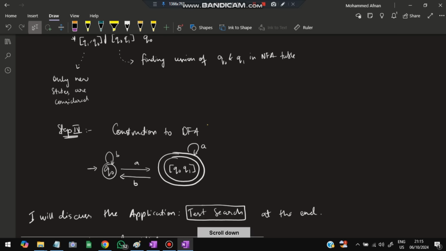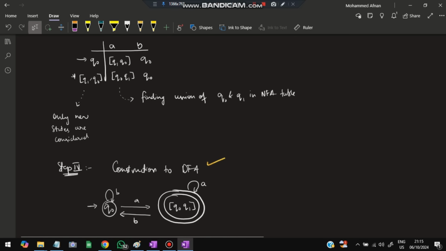Okay, very simple. Q0 is here, Q0, Q1. See the table. Q0 is a starting state and Q0, Q1 is ending state. Double circle it. From Q0 to A, where are you going? This state. Q0 to B, Q0. This state to A, again here only. This state to B, again Q0. So this is the final NFA to DFA converted.